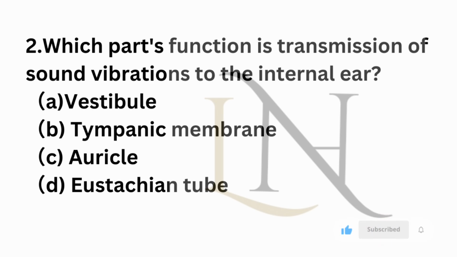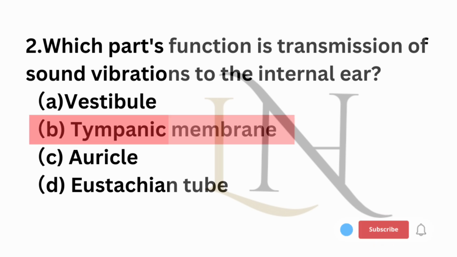Which part's function is transmission of sound vibrations to the internal ear? Option A, vestibule; option B, tympanic membrane; option C, auricle; option D, Eustachian tube. Correct answer: option B, tympanic membrane. Move to the next question.